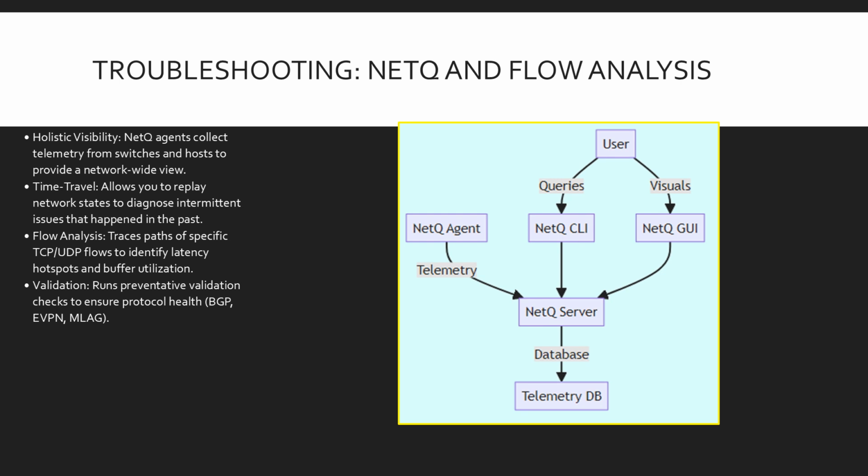The NetQ architecture is centralized. The NetQ agent resides on your switches and hosts, pushing telemetry to the NetQ server. The server stores this in a specialized telemetry database. You, the user, interact with this data either through the command line interface for quick queries or the GUI for visual flow analysis and heat maps, both querying the central server.